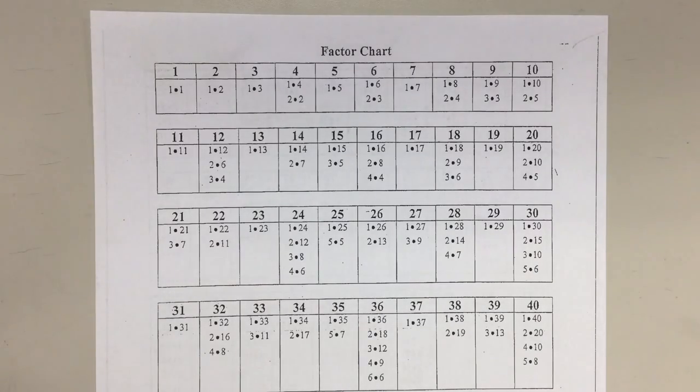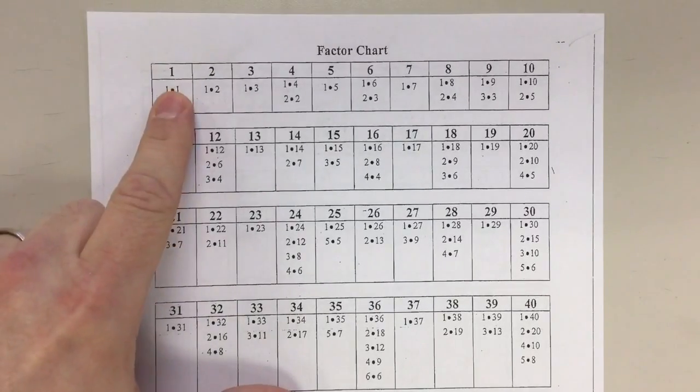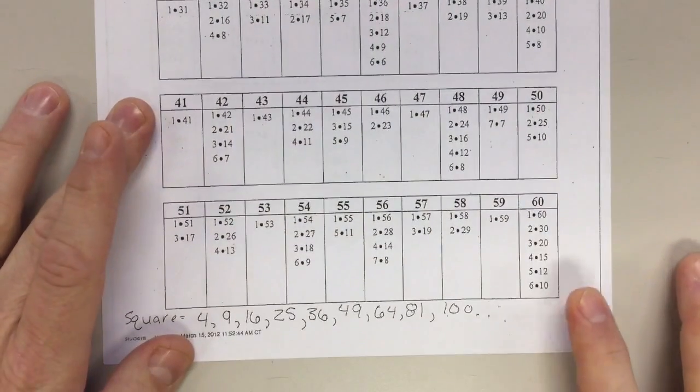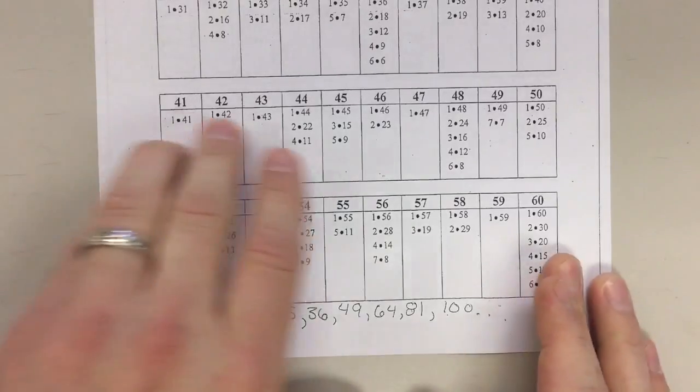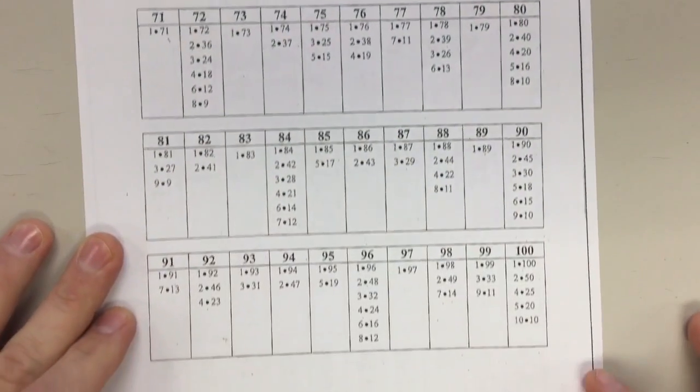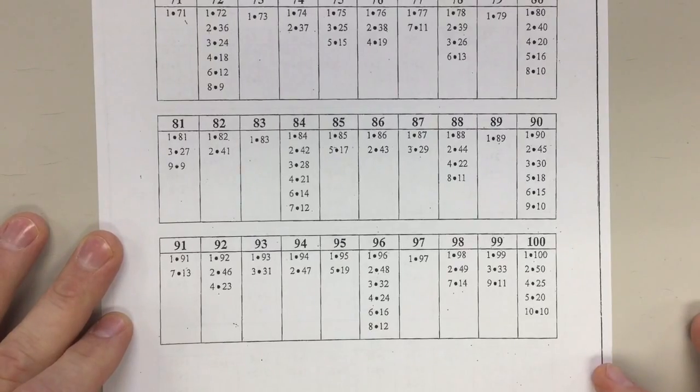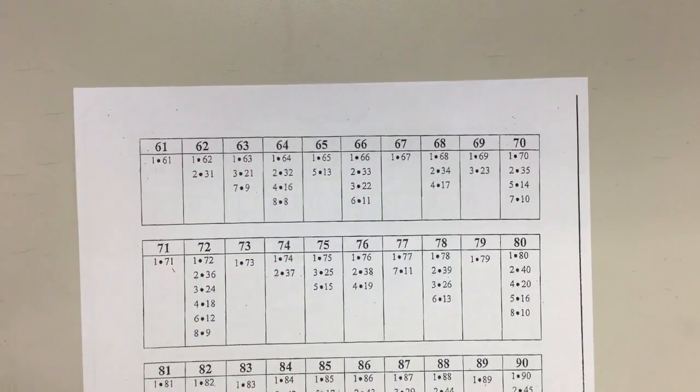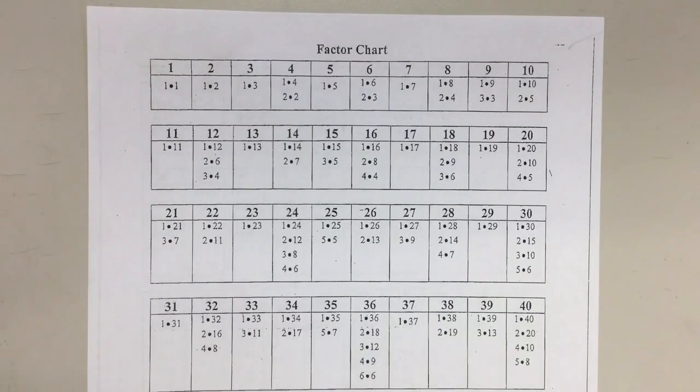A useful tool you can use when working on diamond problems is called a factor chart. This is a factor chart for the numbers 1 through 60 on this side, and when you flip it over to the back, it goes all the way to 100. This can be used to help you find the factors that would be answers to a diamond problem.